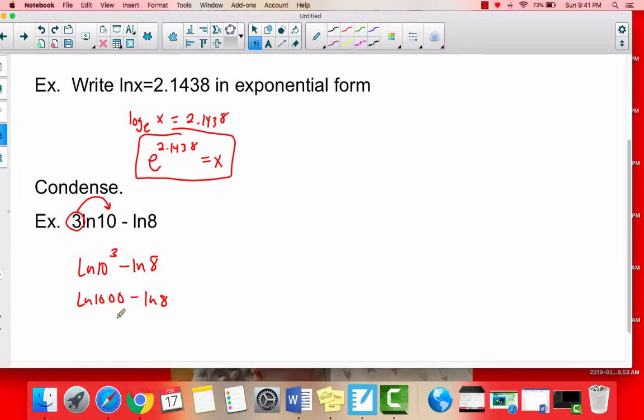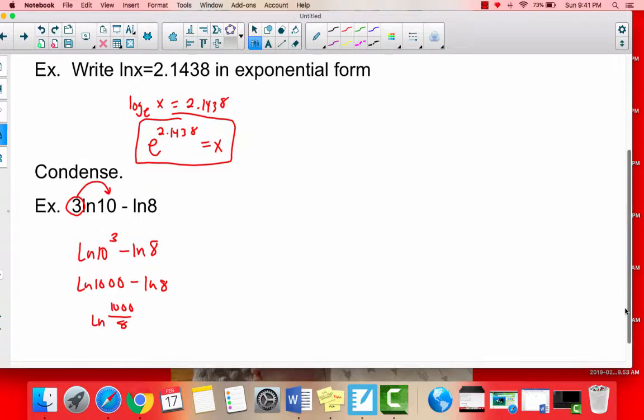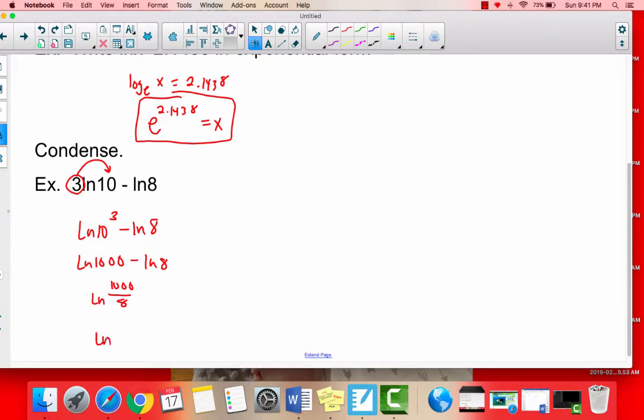So remember, we're going to divide, and that's going to get us ln of 1000 divided by 8, which is the same thing as the ln of 125. So we went from having 2 natural logs down to 1 using our properties of logs that we learned in the last section. So if you have any questions about how to condense or expand, let me know, but it would also be good to review that previous video to review those properties.